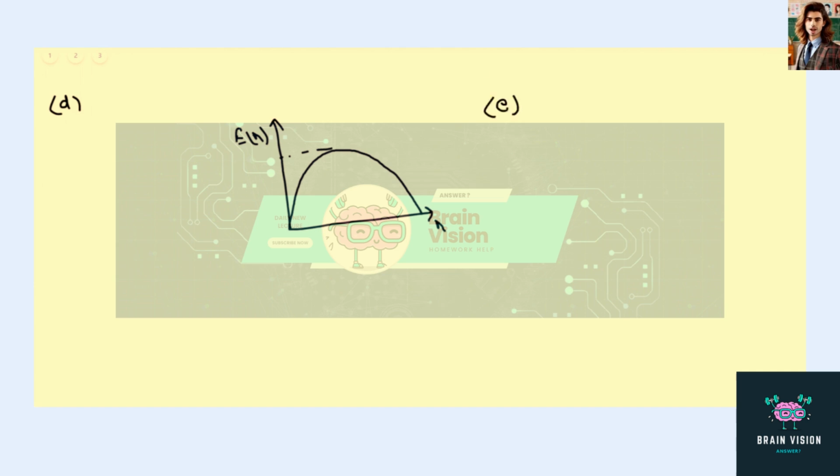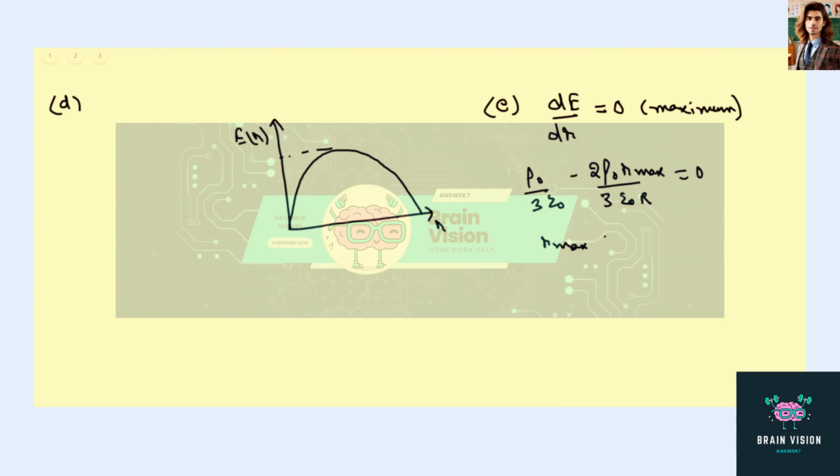So let's do part E parallelly. We need to find the maximum of this electric field. So let's take the derivative of the electric field with respect to r. The maximum gives us the derivative of the electric field with respect to r equal to 0. This is the condition for the maximum. So this comes out to be rho naught over 3 epsilon naught minus 2 rho naught r max over 3 epsilon naught R equals 0. The r max is the distance from the center where the electric field is maximum. Therefore, r max equals capital R over 2.